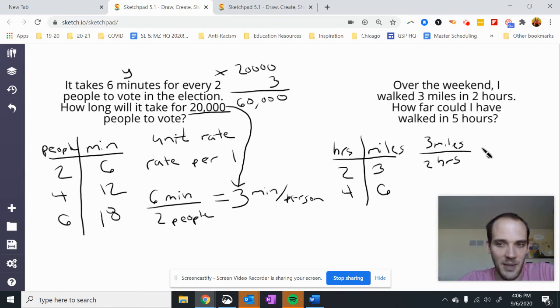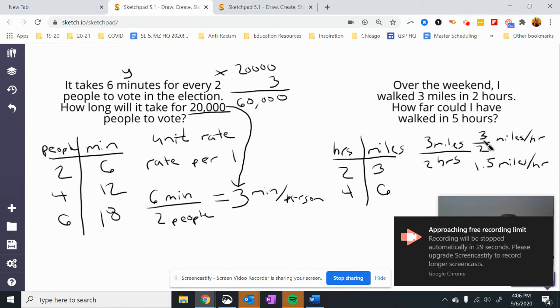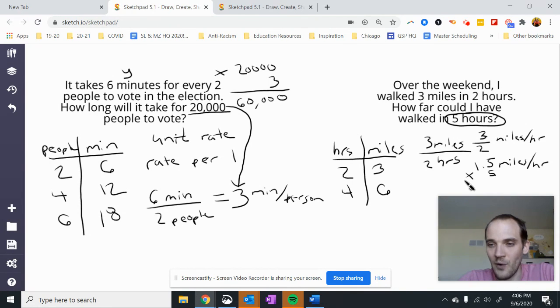What is 3 divided by 2? You can plug it into a calculator or you can leave it as a fraction. It is 3 over 2 miles per hour, or 1.5 miles per hour. All I did there is I converted it to a decimal. 3 over 2 is the same as 1.5. So if I'm trying to figure out how far I can go in 5 hours, just like with our voting, all we have to do is multiply by 5, and my answer is 7.5 miles.